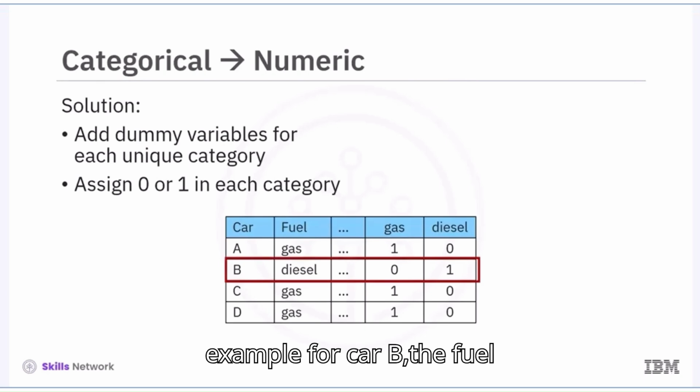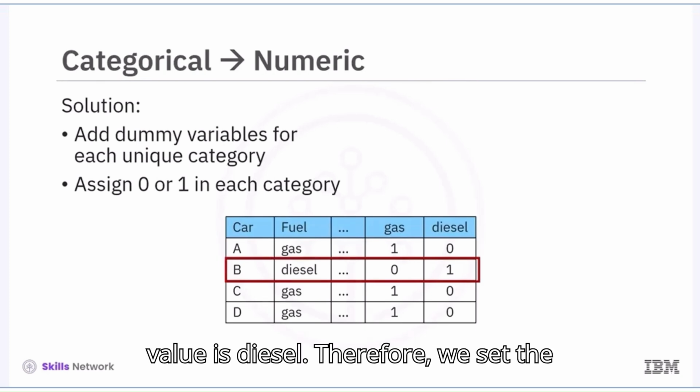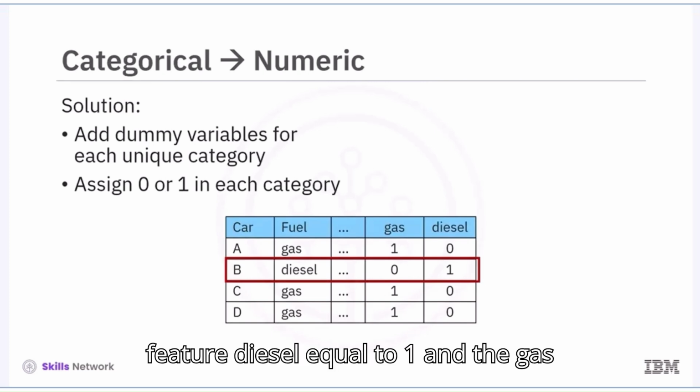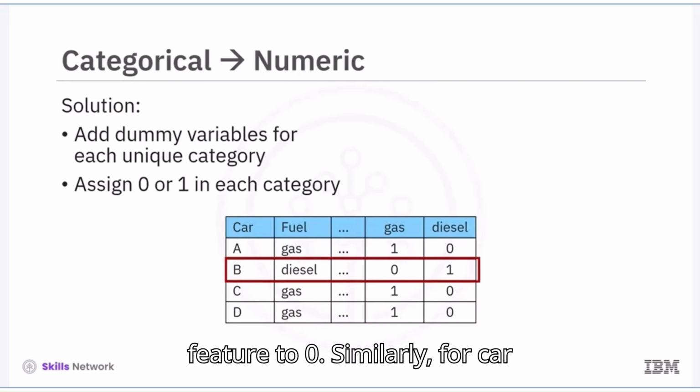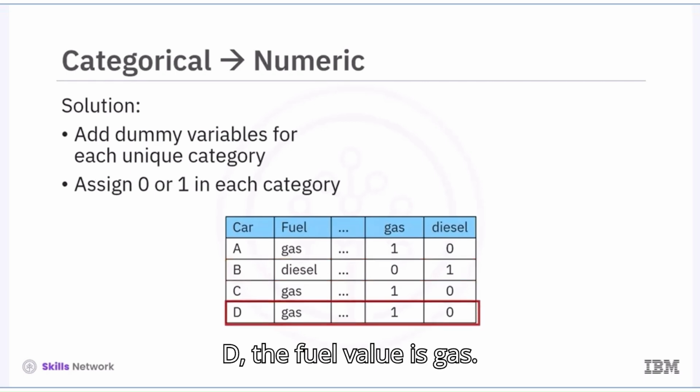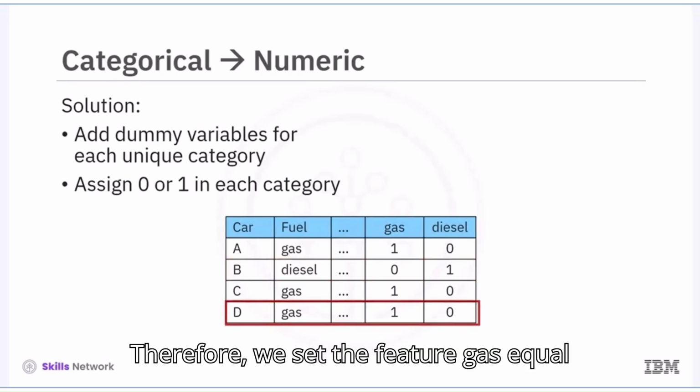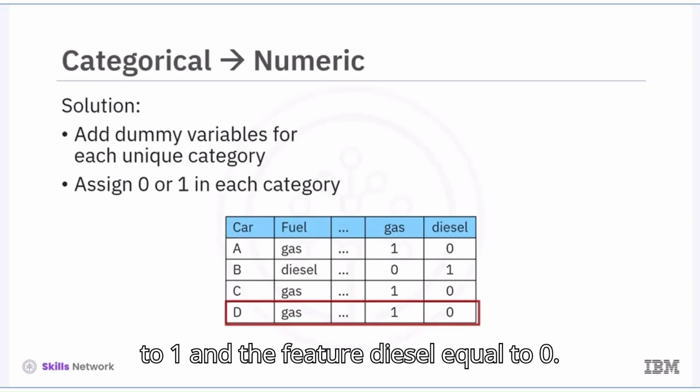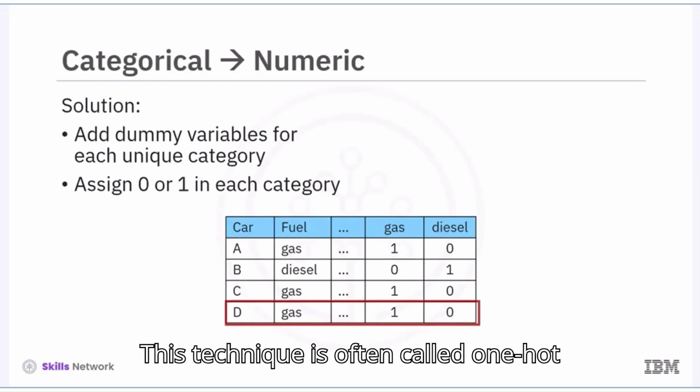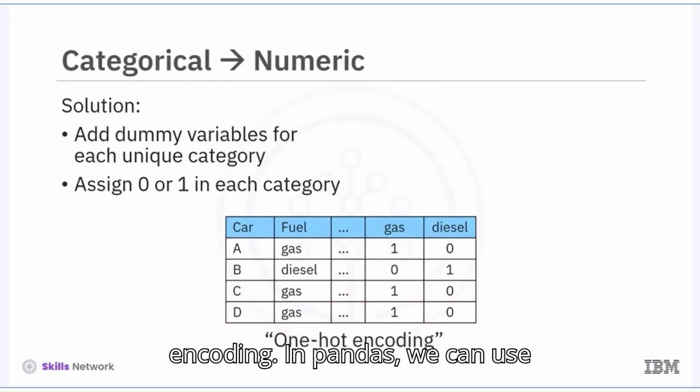In the fuel example, for car B, the fuel value is diesel. Therefore, we set the feature diesel equal to 1 and the gas feature to 0. Similarly, for car D, the fuel value is gas. Therefore, we set the feature gas equal to 1 and the feature diesel equal to 0. This technique is often called one-hot encoding.